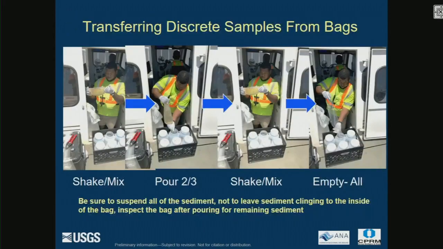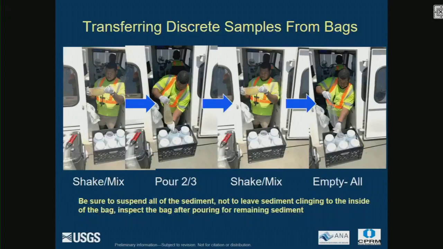So transferring sediment samples from a bag to containers to go to the lab. Do you guys, when you collect your samples in your bags, do you take the bags to the lab, or do you transfer that into a container? Transfer it into a container? Okay. And are you versed with how, I can show you how we've been doing this. And so I have one here, but I don't think I'll go through it just to save time.